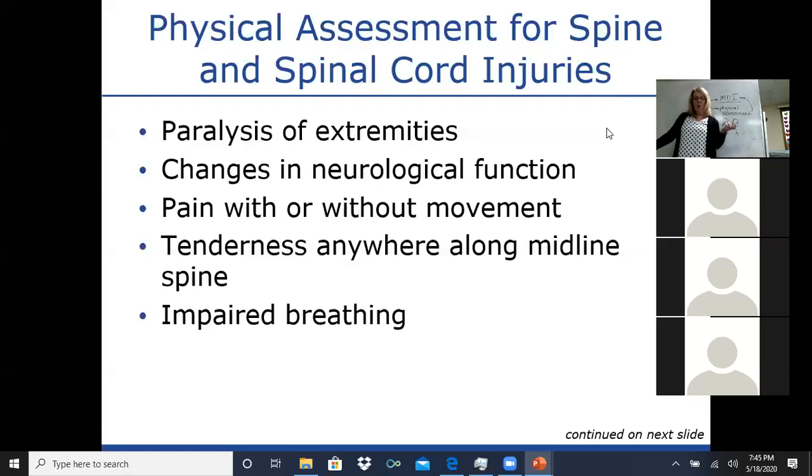So pain without any movement, tenderness anywhere along the spine, and any impaired breathing. And I always say, remember C5, the diaphragm is fully innervated between C3 and C5. So if your patient is having impaired breathing, listen to this closely, and you suspect, because of mechanism of injury, a spinal injury or a possible cervical injury, you need to remember that could be an injury to the nerve that innervates the diaphragm, that phrenic nerve. So that phrenic nerve, and I'll write it up here again, is the one that innervates the diaphragm.